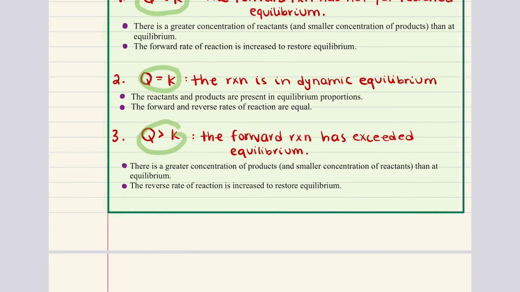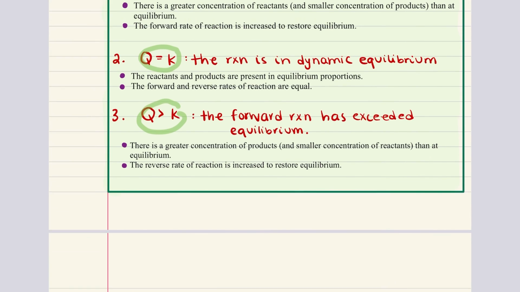Last, what if the reaction quotient is greater than the equilibrium constant? That means the forward reaction has exceeded equilibrium. The reaction will proceed in the reverse direction to reach equilibrium, converting products back to reactants.